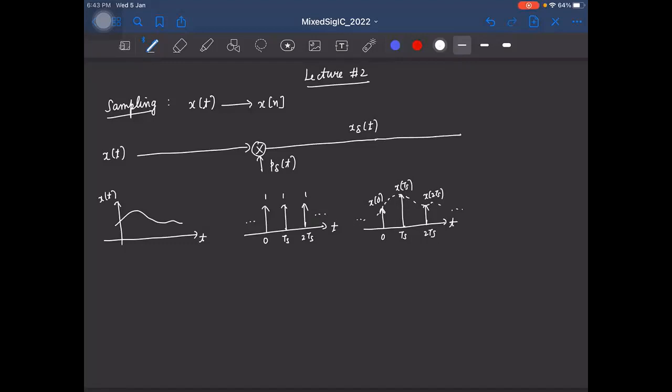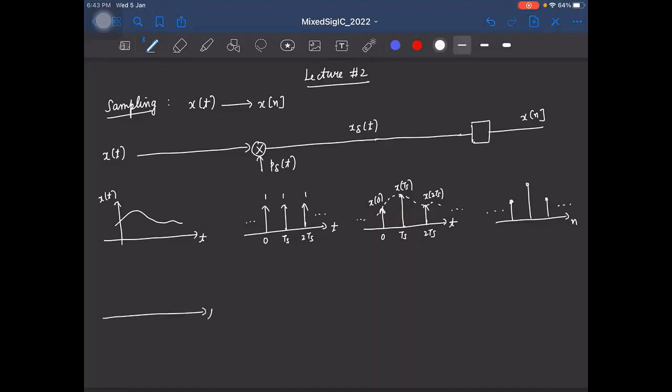And finally, we'll have a block here that converts these continuous time impulses to discrete time impulses. So now this will become n. So this is x of n, that is the discrete time sequence. So we'll have discrete time impulses like this. Okay. And in the frequency domain, the spectra looks like this.